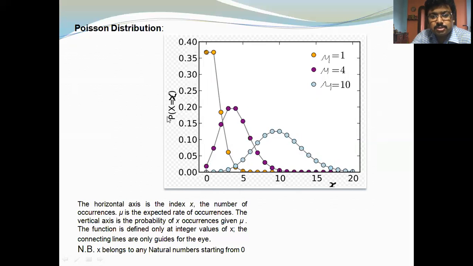Along the vertical axis we measure the probability of x, and along the horizontal axis we measure x. x takes integer values. Now, when mu is 1, the curve looks like this. This is the Poisson distribution curve when mu is 1. When mu is 4, this dotted line represents the Poisson distribution. And when mu is 10, this dotted line represents the Poisson distribution curve.